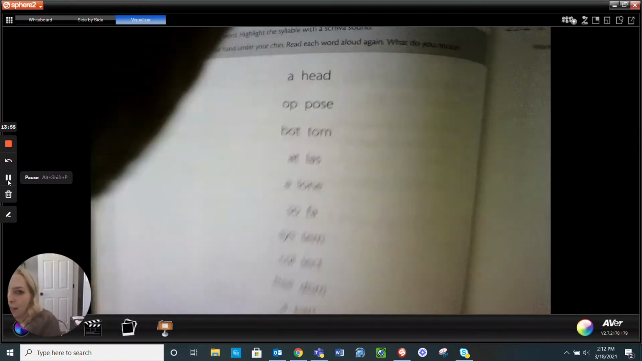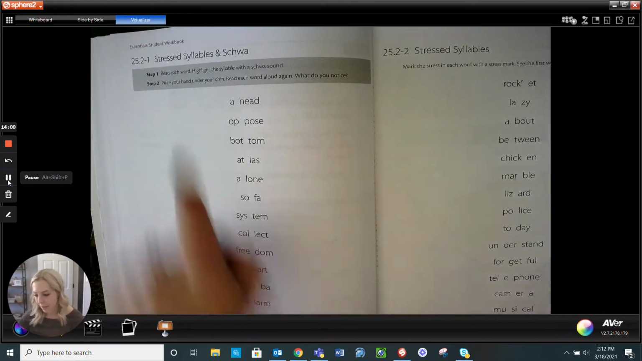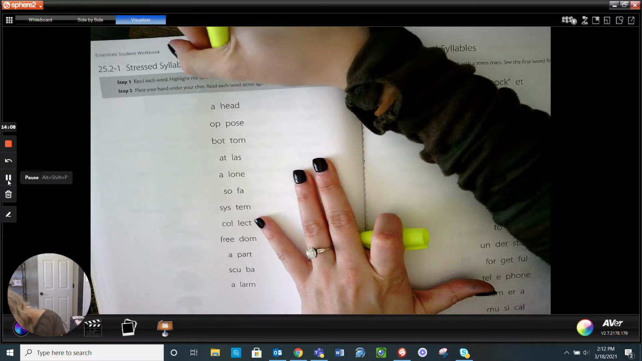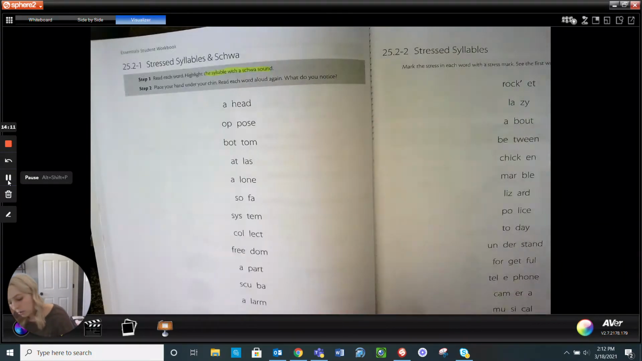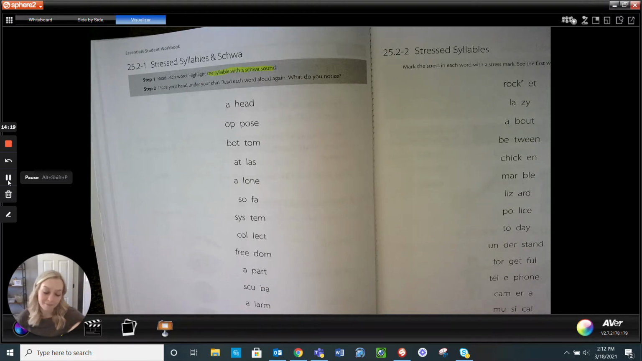Or you can just turn the page if you didn't close yours like I did. Let's bring this up a little bit. There we go. Okay, step 1, read each word. Highlight the syllable with a schwa sound. So we're going to highlight the schwa sound, the syllable. And then step 2, place your hand under your chin. Read each word aloud again, and then what do you notice? All right, let's do the first one. Let's do the first couple together, and then I'll have you pause the video. First one is ahead. Ahead.